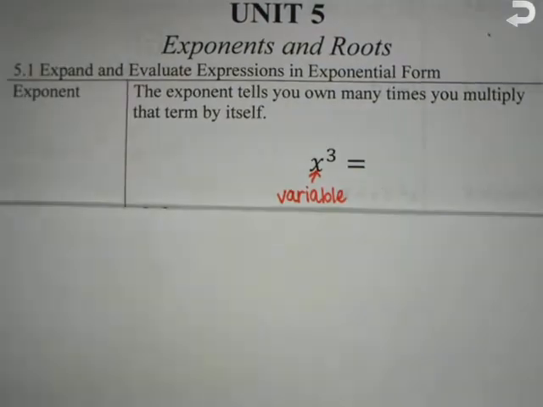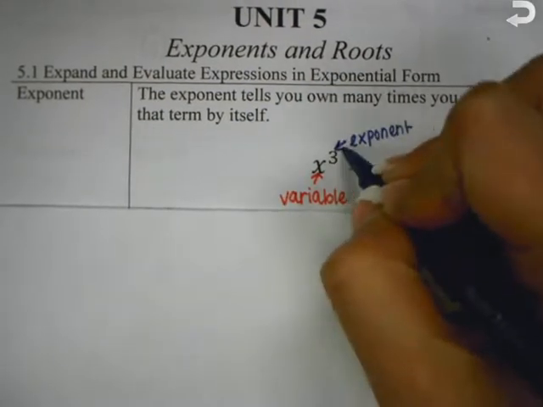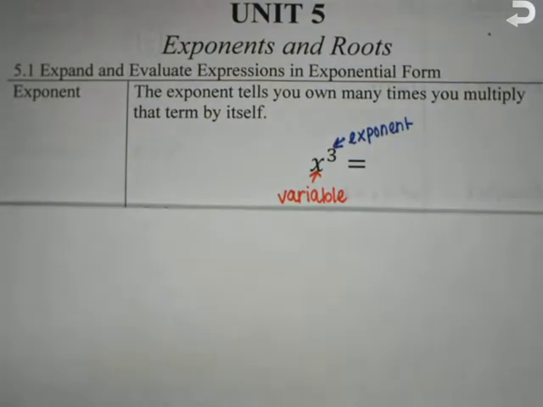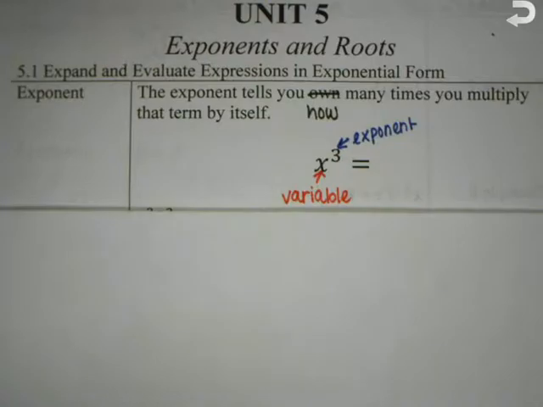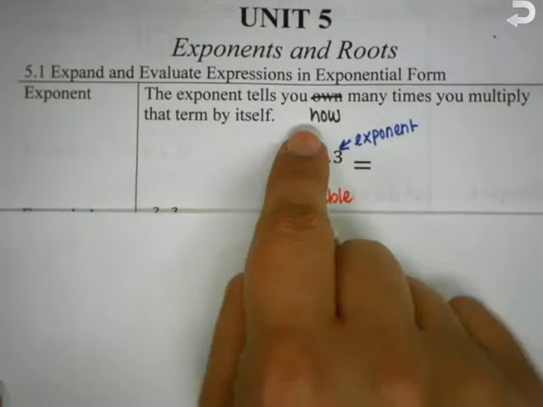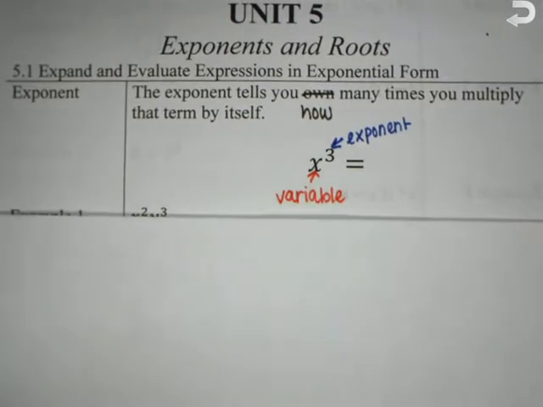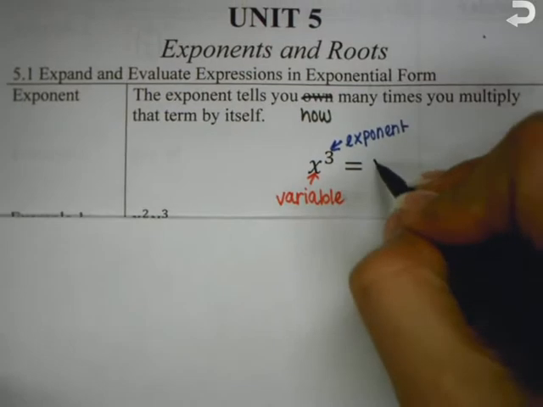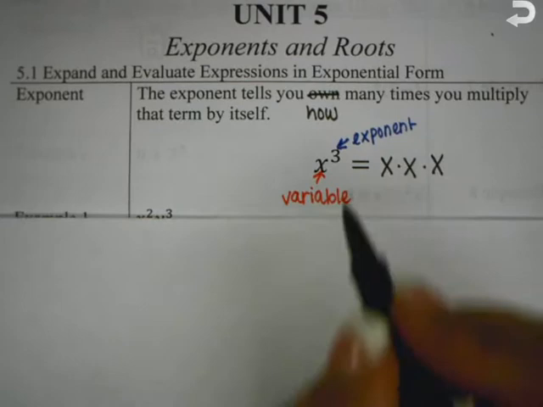What does the exponent tell us? The exponent tells you how many times you multiply that term by itself. So if I have x to the third and I want to expand that, how would I expand it? X times x times x. So we are multiplying x by itself 3 times, just like the exponent told us to.